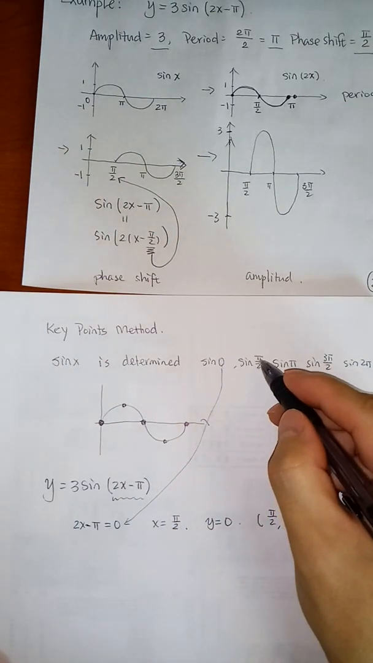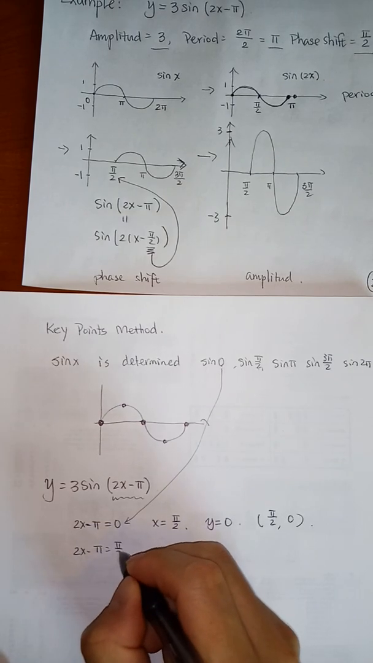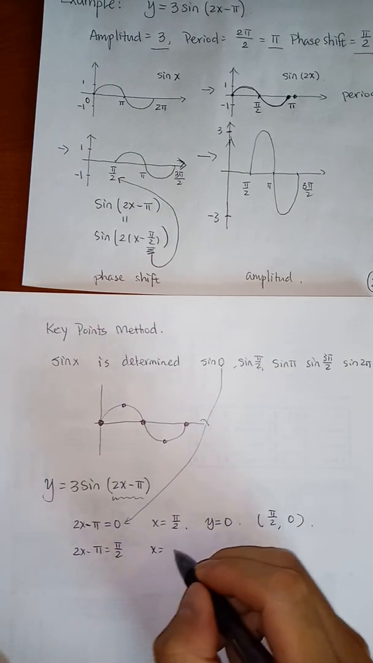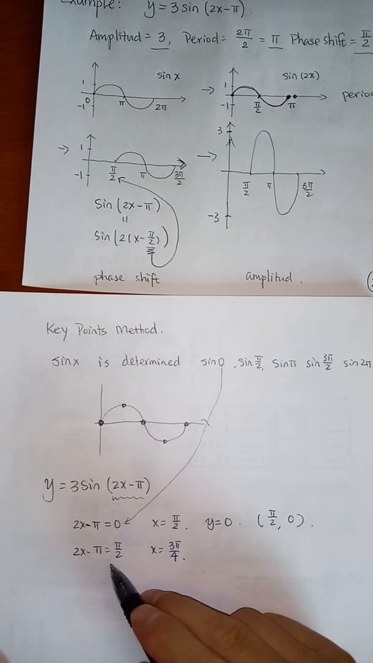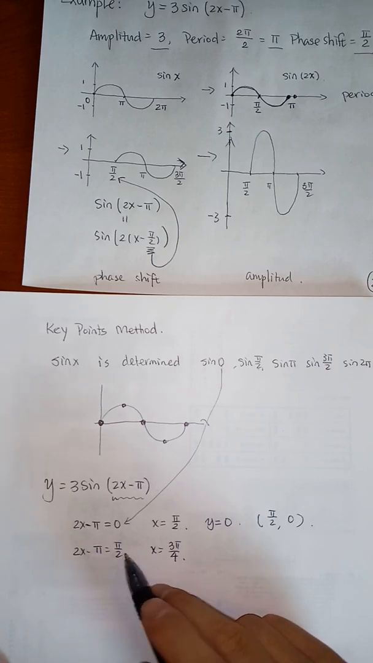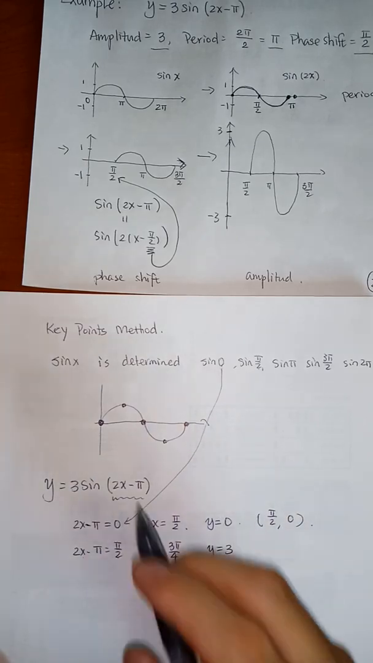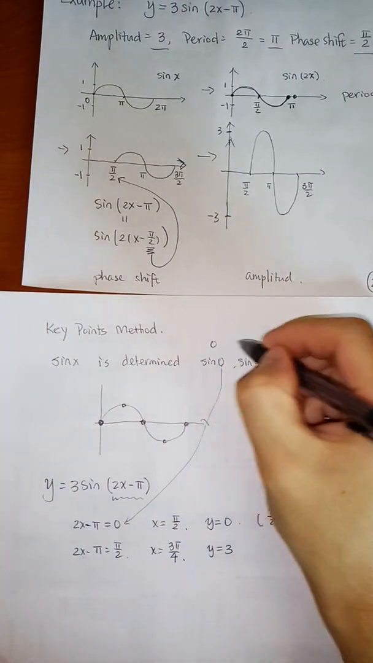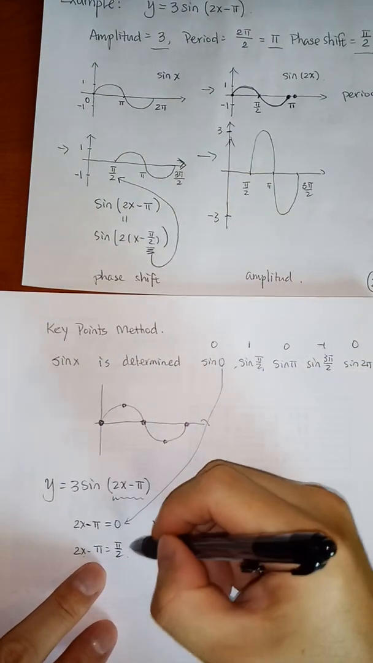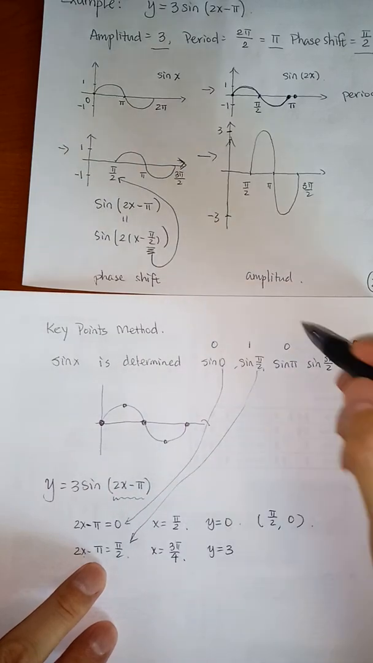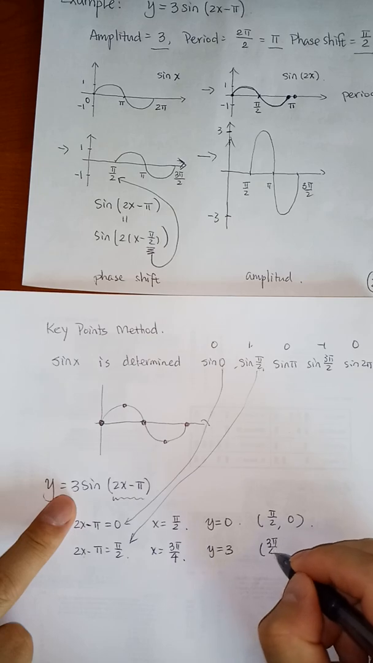And next, you get the sine pi over 2. So 2x minus pi is pi over 2. Then x, you solve it, it's 3 pi over 4. When 2x minus pi is pi over 2, sine pi over 2 is 1. Y is equal to 3. So this time, this is 0, 1, 0, negative 1, 0. So for the second value, you get a 1. 3 times 1 is 3. So you get 3 pi over 4 and 3.